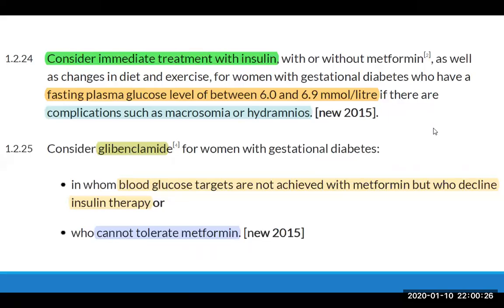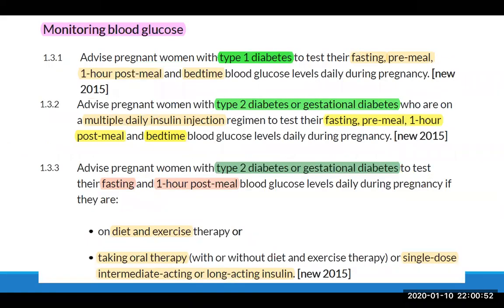And of course, the metformin is safe for females with polycystic ovary who get pregnant. A lot of trials mention that the metformin is safe even in the first trimester. But glibenclamide, the safety in the first trimester is not 100% like metformin. And of course, the Endocrine Society also recommends glibenclamide if the patient refuses insulin therapy.